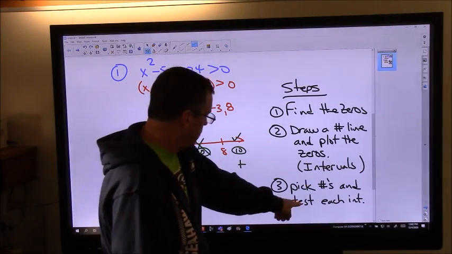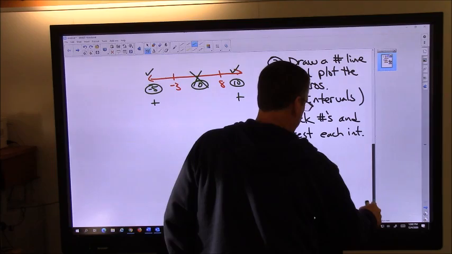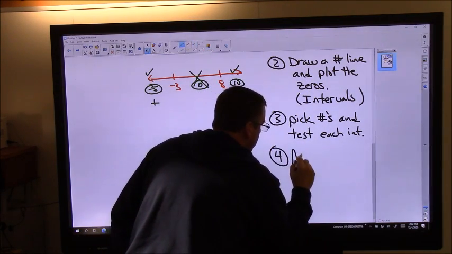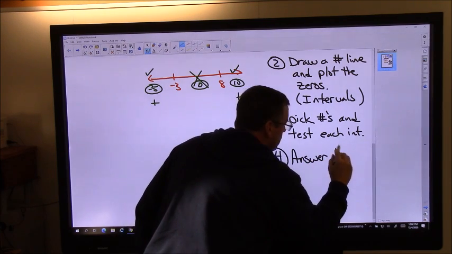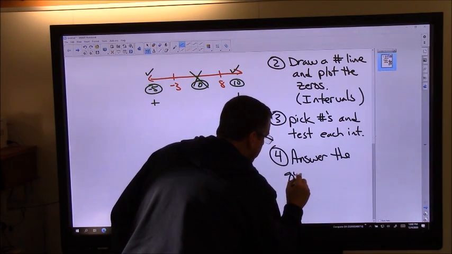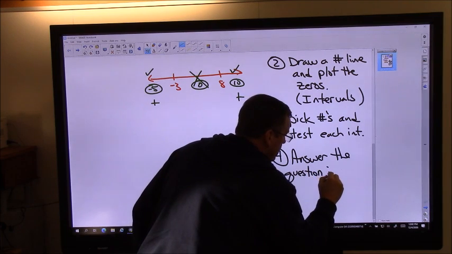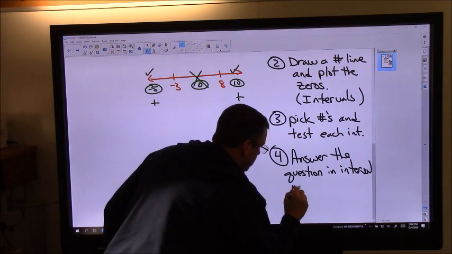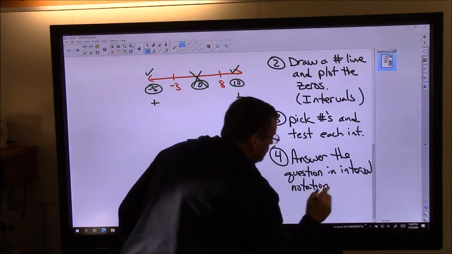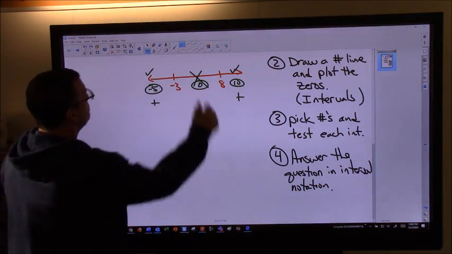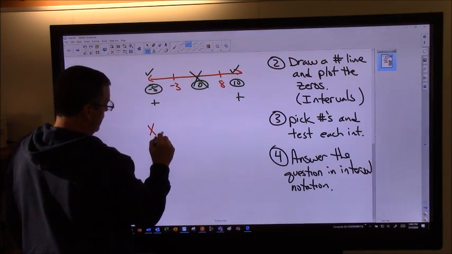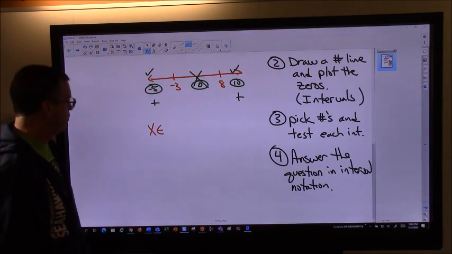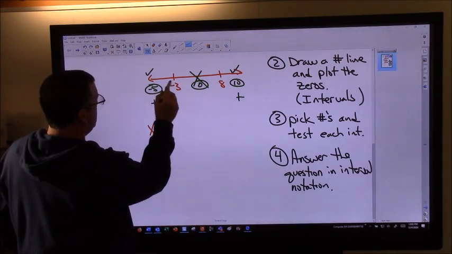Okay, so once I pick my test numbers and I test each interval, then my last step is to answer the question in interval notation. So I'm going to say x is an element of, it just means the x value belongs in one of these intervals. From negative infinity all the way to negative 3.